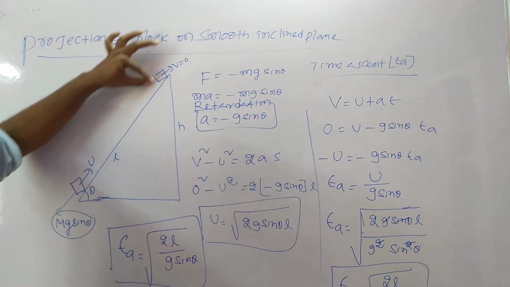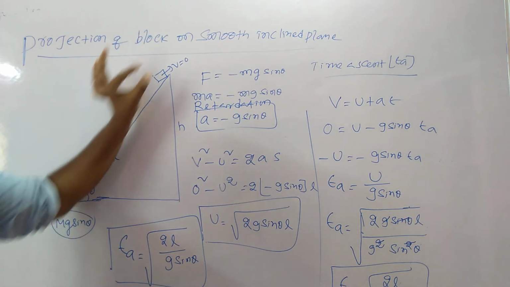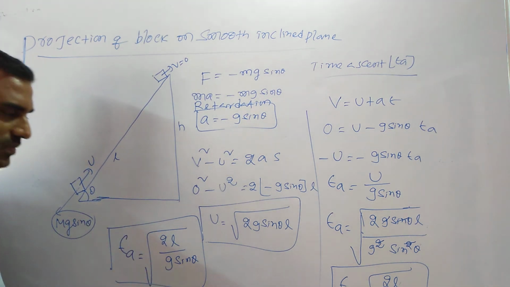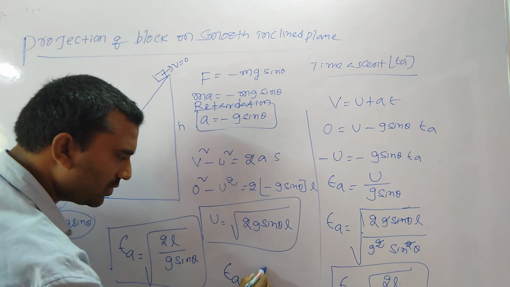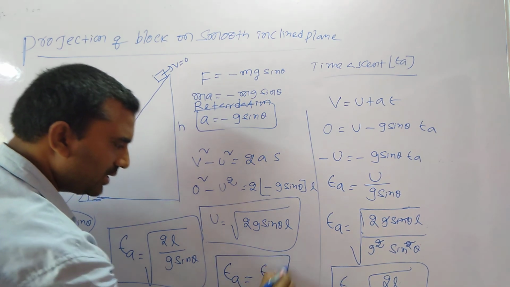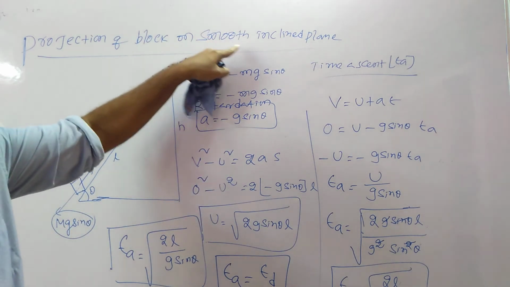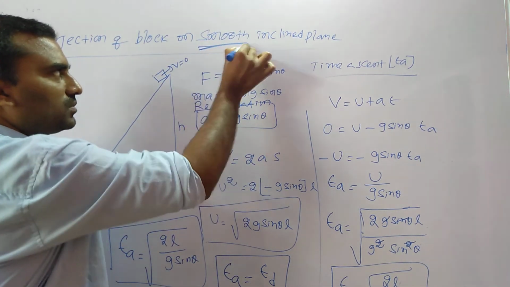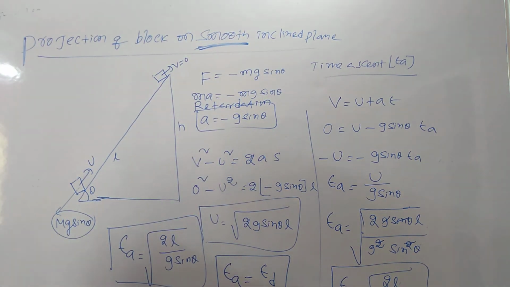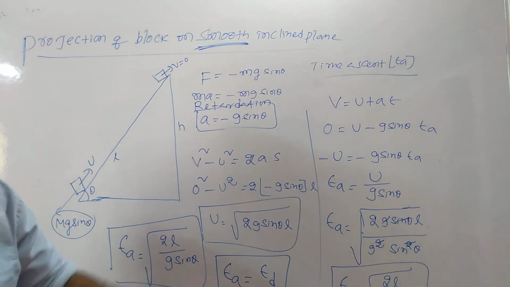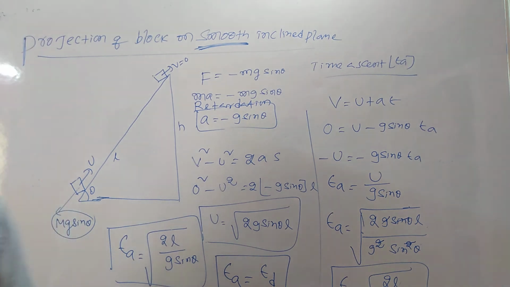The time of descent formula is the same, under root of 2L by g sin theta. The time taken to go up the plane and the time taken to go down the plane are the same. Therefore, on a smooth inclined plane, time of ascent is equal to time of descent. Both formulas are the same.